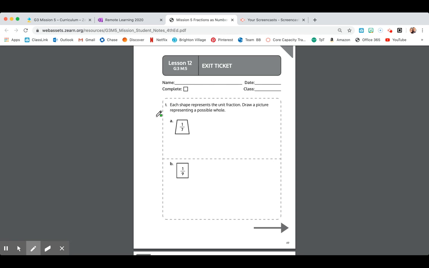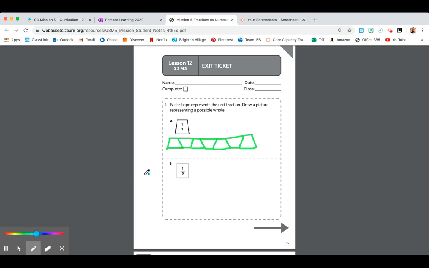Okay. Each shape represents the unit fraction. Draw a picture representing a possible whole. Okay, so super cool. We got this shape here, it's 1/7, so we will need 7 of these shapes. And I'm just gonna flip them upside down. 1, 2, 3, 4, 5, 6, 7. Get my little eraser, do that extra edge.